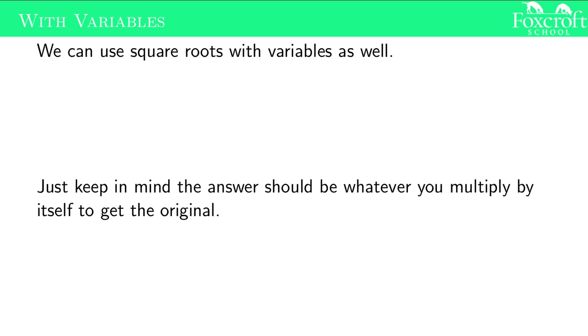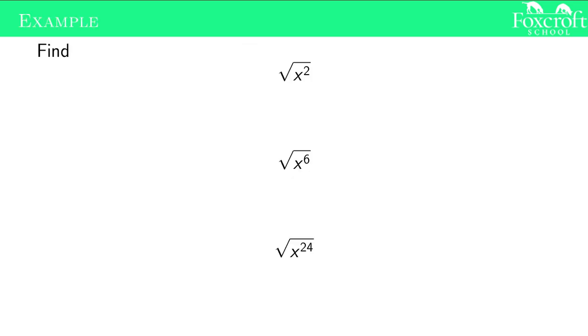I will also do square roots with variables. Just keep in mind we're trying to figure out whatever answer we would multiply by itself to get the original. The first one is the square root of x squared. What do I multiply by itself to get x squared? Well, x squared is 2 copies of x, which if I break it in half, I can see is an x times an x. So the square root of x squared is x.